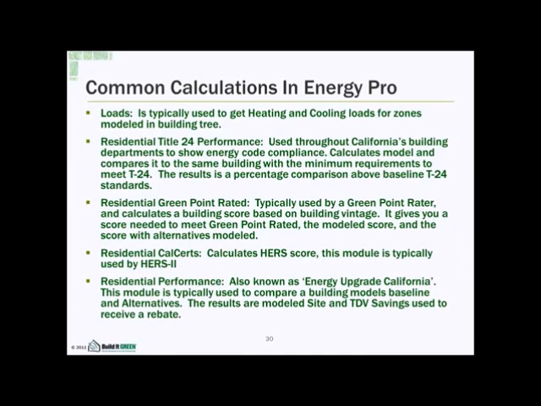Okay, so again, common calculations in Energy Pro. We have loads, which can give you the different loads for the zones or floor levels. Residential Title 24 performance, which many of you already know, will give you a compliance margin based on the proposed and what you have modeled and what's actually code, and if you're actually beating that or not. Greenpoint Rated is a module that takes your building's vintage and compares it to a building from that vintage with improvements, and gives you a target index to meet. And your building at test in or test out will either meet or not meet.